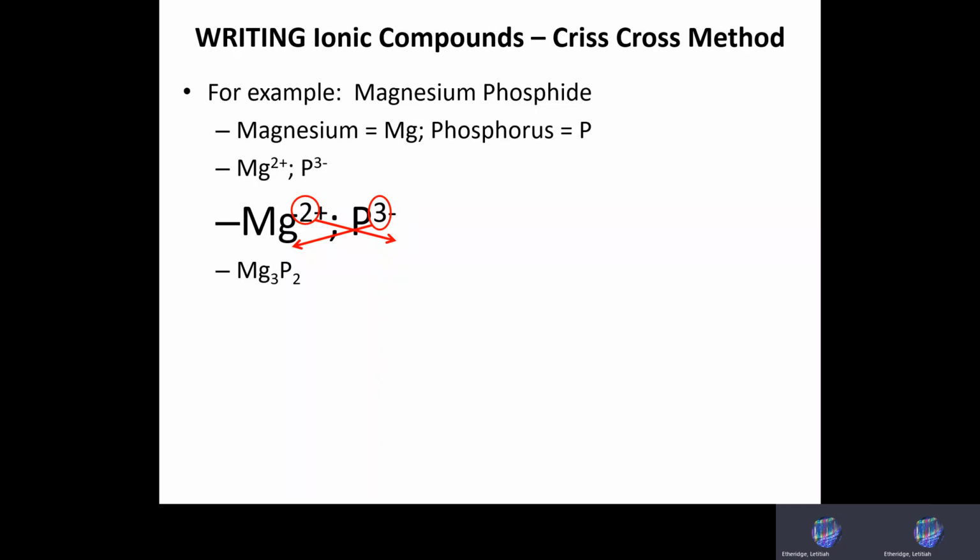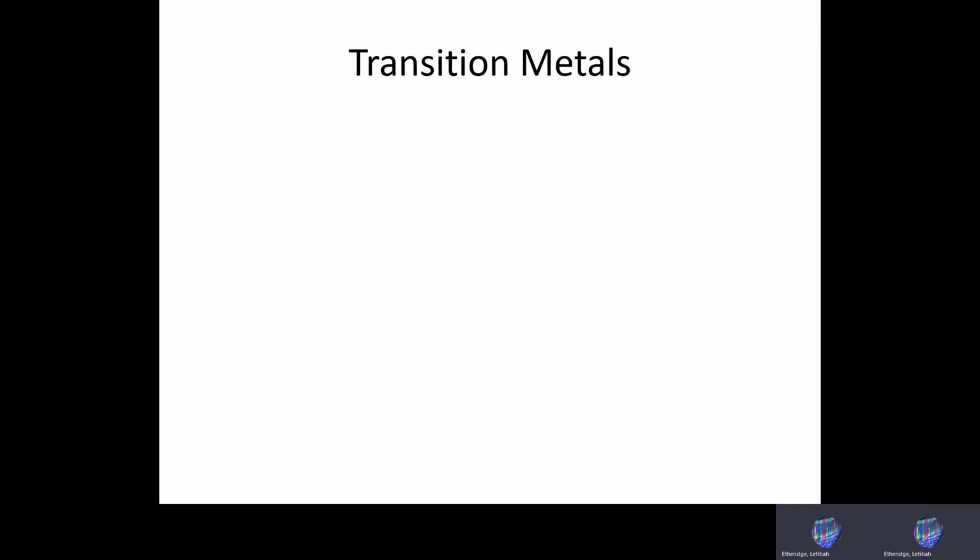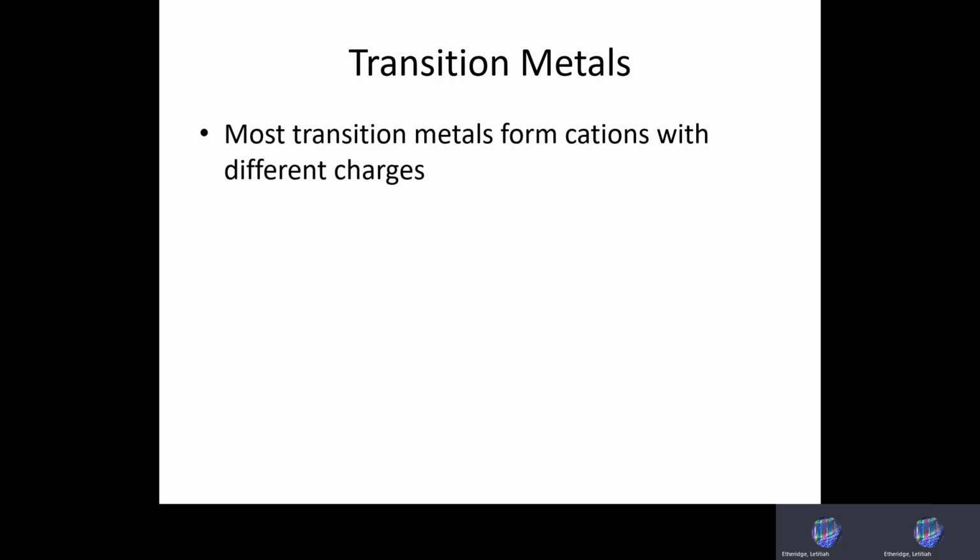All right, so now, of course, you're looking at me and you say, it can't be all that easy. Well, there are some exceptions, and those are the transition metals. I told you that the transition metals mess around with everything. Well, guess what? They continue to mess around with us. Everything in that D block just messes everything up. So here we go. Most transition metals are going to form cations, or positive ions, with different charges.